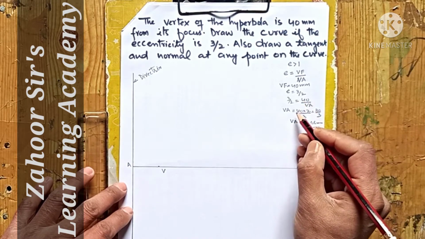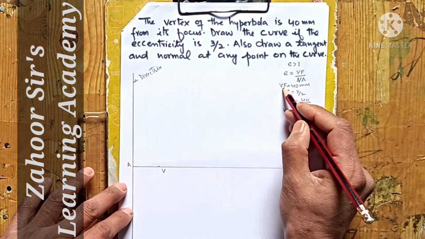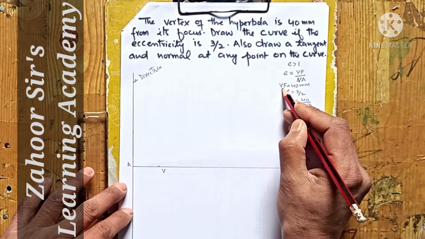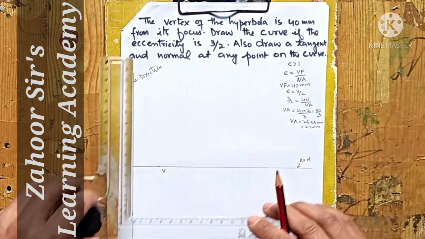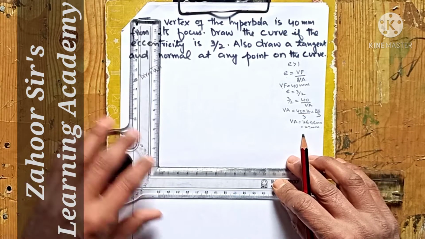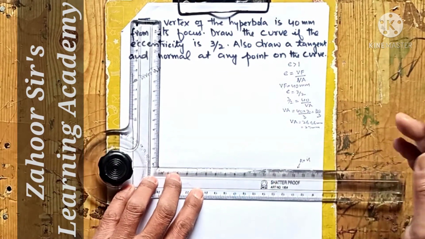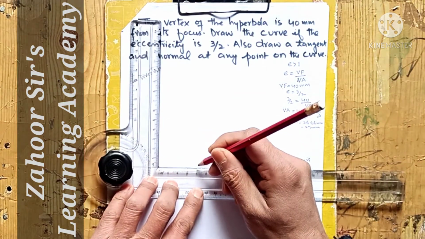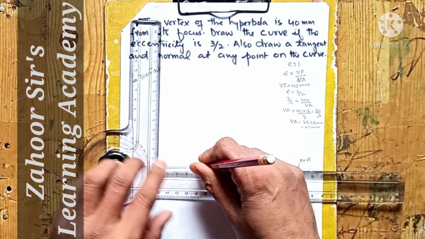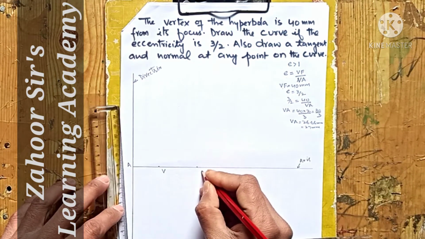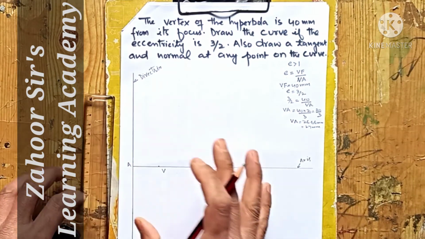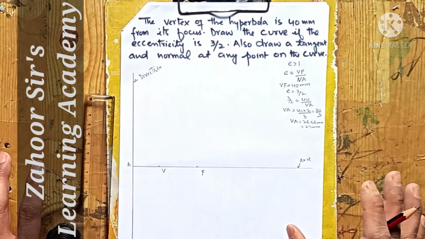Now from the vertex, I have to mark the focus point, that is the distance from vertex to the focus, which is 40. So now I will keep a scale here and measure on the axis 40 mm. So this is my F. These are the first two things which we need to do.